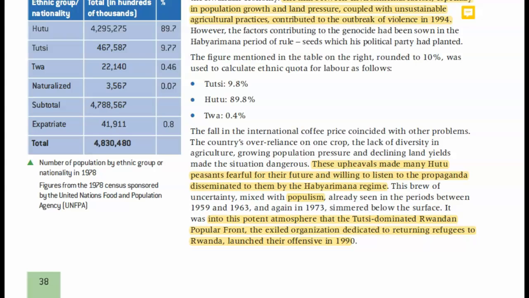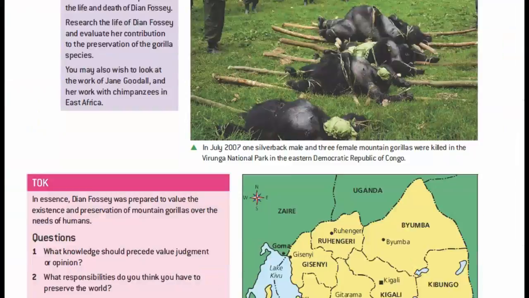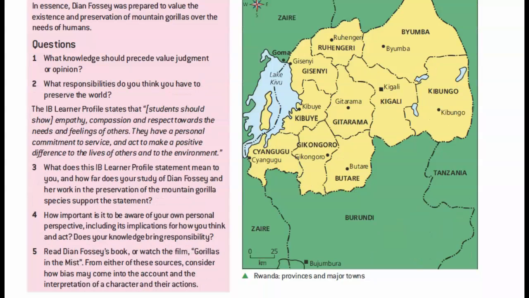The Tutsi-dominated RPF, the Rwandan Patriotic Front, is going to be exiled and is going to start dedicating itself to returning refugees back to Rwanda. They're going to launch an offensive in 1990, and this is really going to start everything right through there. Again, questions, comments, please put it down below. The situation is building up, getting worse.